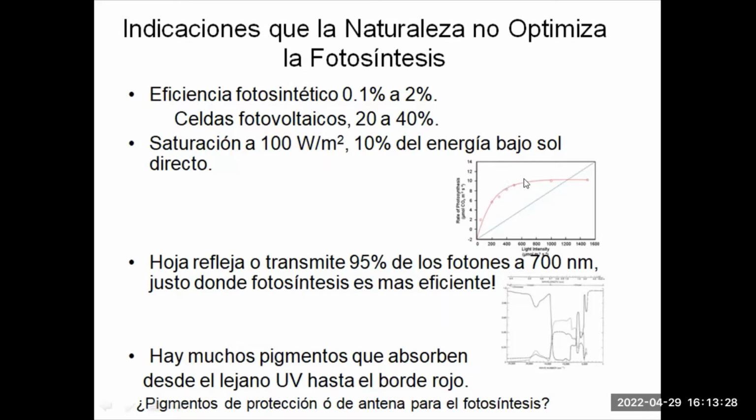We also see that we have a saturation, that once we get over a certain flow of intensity, which corresponds to about 10% of the energy of the sun directly overhead, then we get to a maximum in photosynthetic efficiency. So it's obvious that at least 90% of the light which is arriving at the leaves of the plants is not being used for photosynthesis.